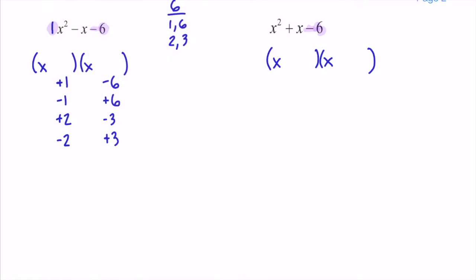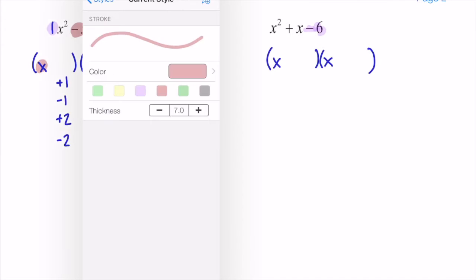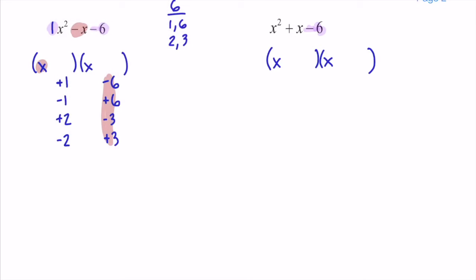Okay, my goal is to get my middle term to have a coefficient of negative 1. Well, the easiest way to do that is notice that I'm going to be multiplying x times all of these numbers, and then I'll be multiplying this x by all of these numbers. And my goal is to compare when they will add up to produce a negative x.